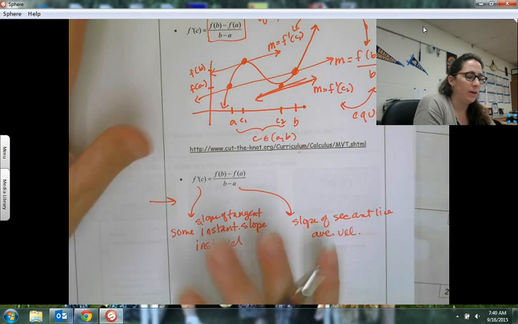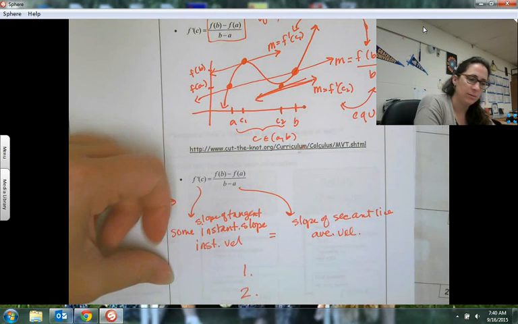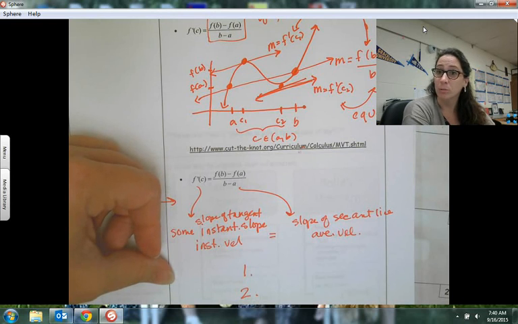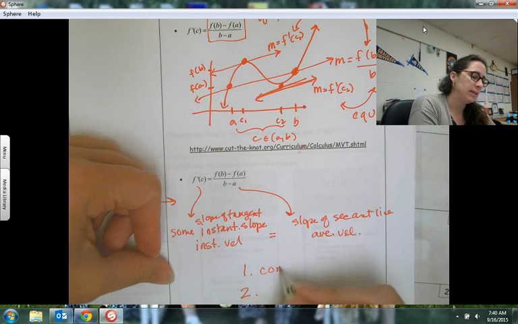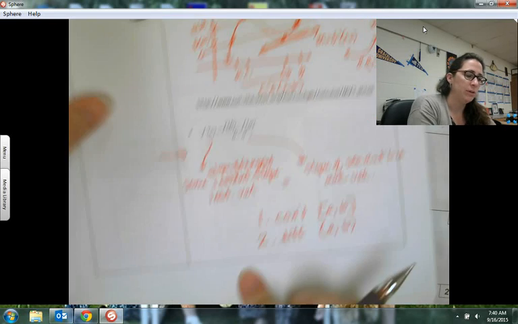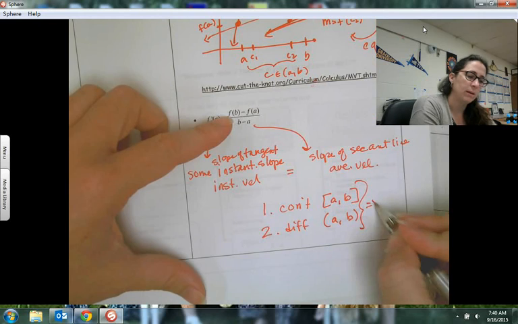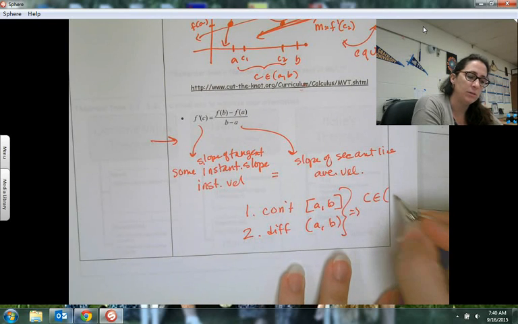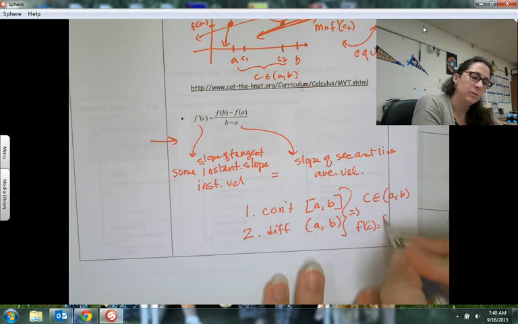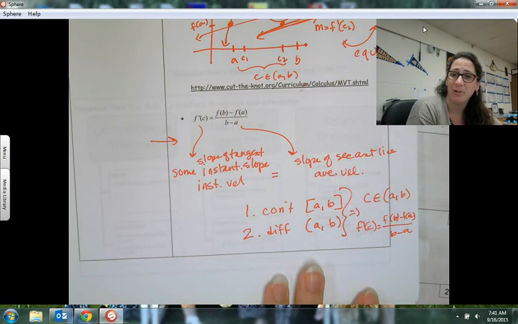Now again, what are your two conditions? It's important to remember. Don't look up at your notes. So it has to be continuous on the closed interval, and it has to be differentiable on the open interval. And if those two things happen, then there is a c belonging to the open interval where f prime of c equals f of b minus f of a over b minus a.